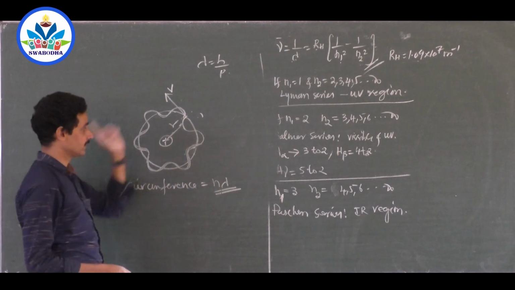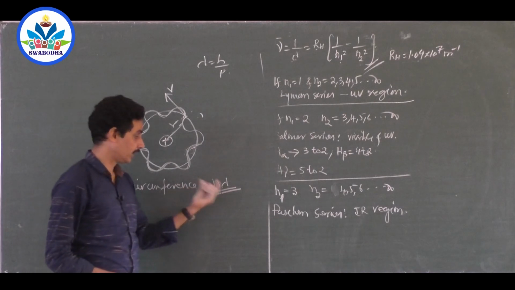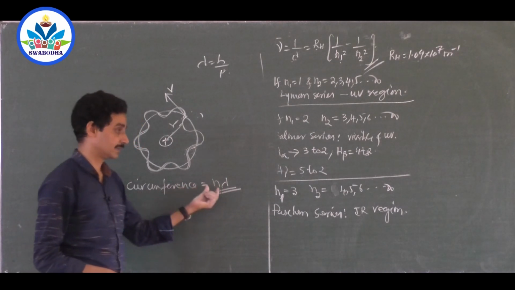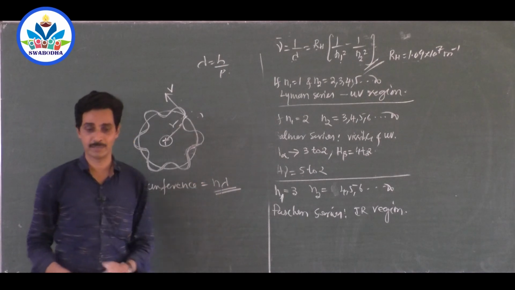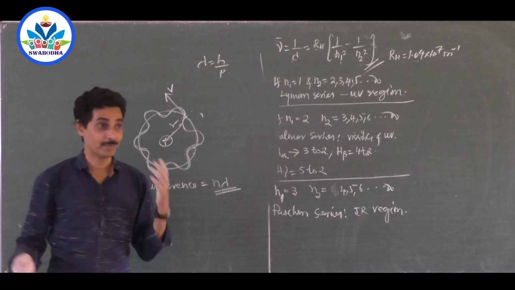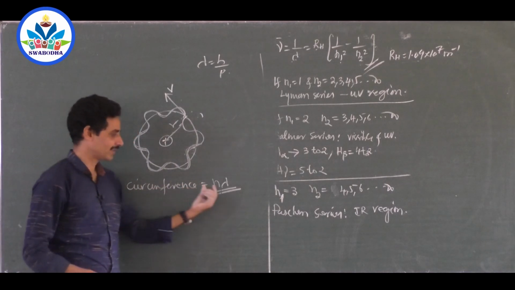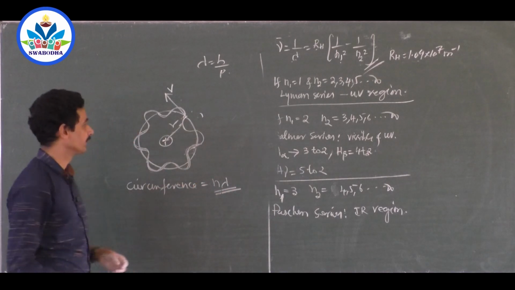The circumference of the circular path and the wavelength of the matter wave must be related like this. So the circumference must be an integral multiple of the wavelength. That's what I was about to say for 5 minutes. I am struggling for words. Circumference is equal to n times the wavelength.